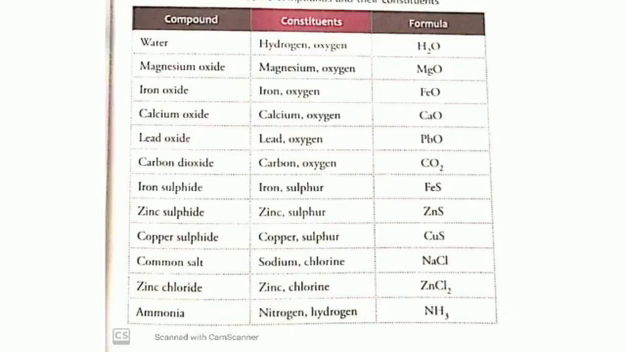Next is zinc chloride. Zinc is Zn, one atom. And chlorine, there are two atoms of chlorine here. Next, the last one given here is ammonia. Ammonia has one atom of nitrogen and three atoms of hydrogen.